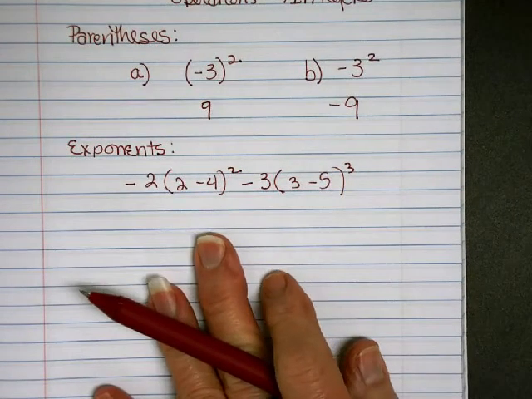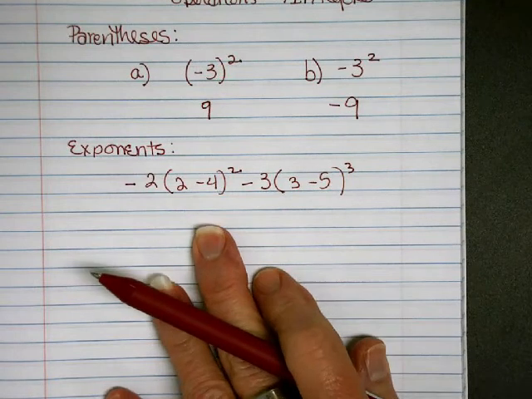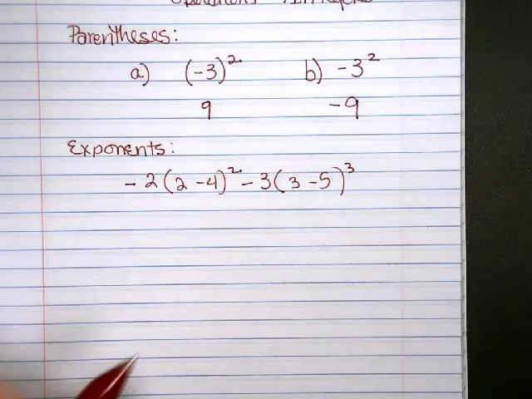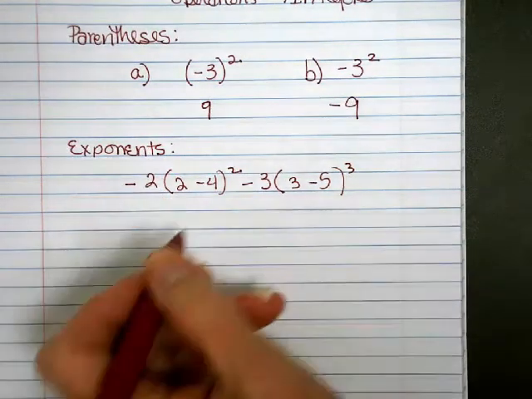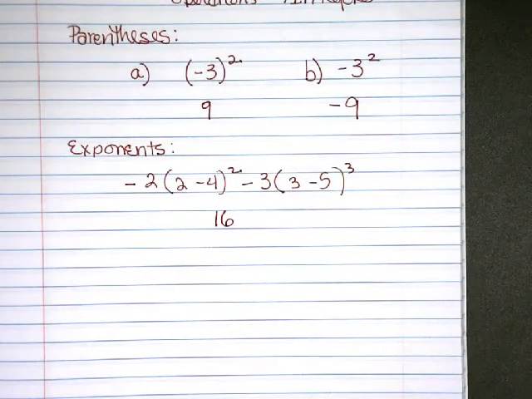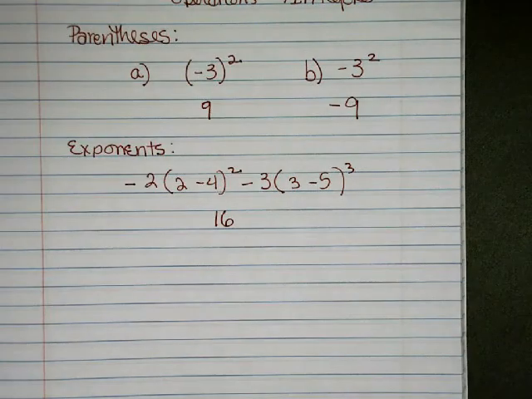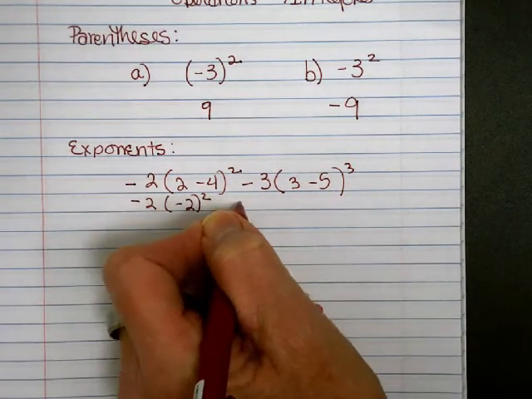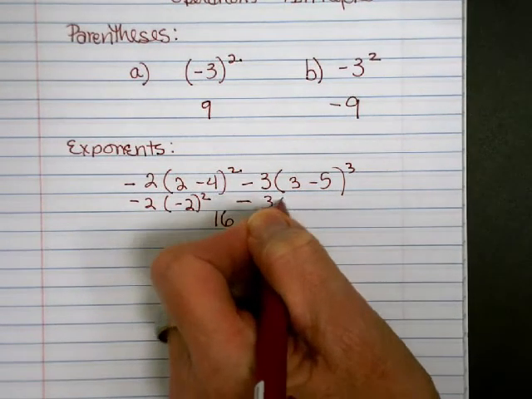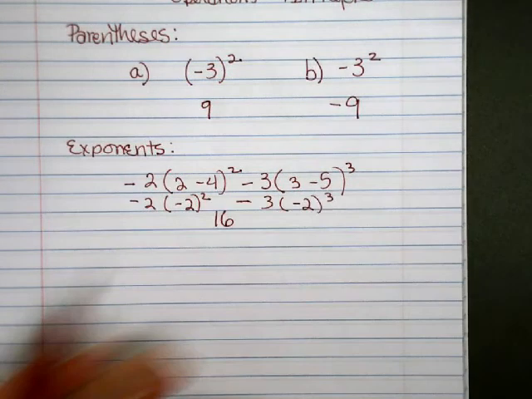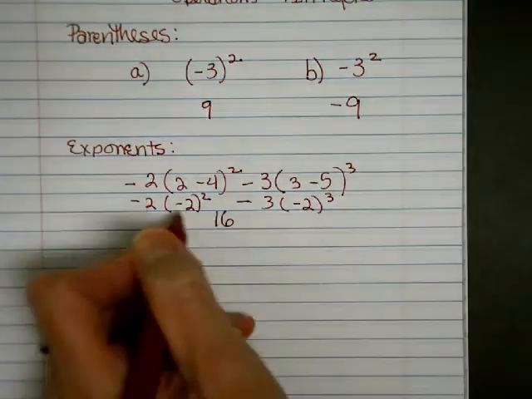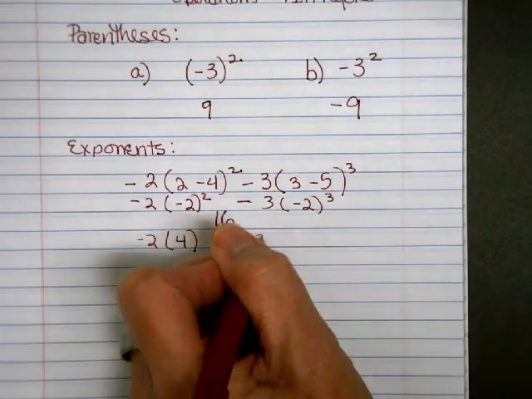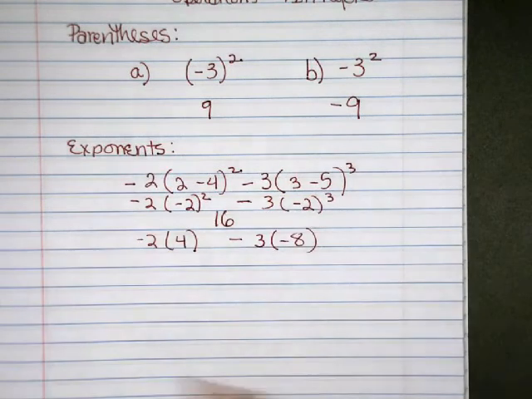All right. Did anybody do this yet? Yeah. What'd you get? 20. You got 20? Negative. Negative 20. Okay. According to the examples, it says 16. So let's figure out what happened. It's a -2 times a -2 squared minus 3 times a negative 2 cubed. Then this is a 4, negative 2 times 4 minus 3 times a negative 8.